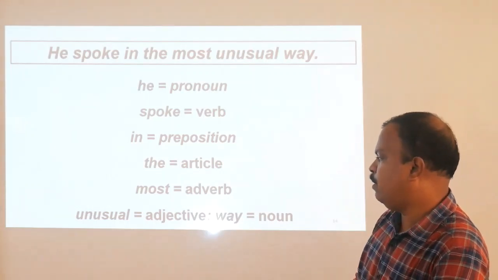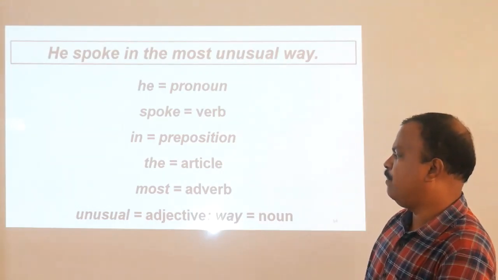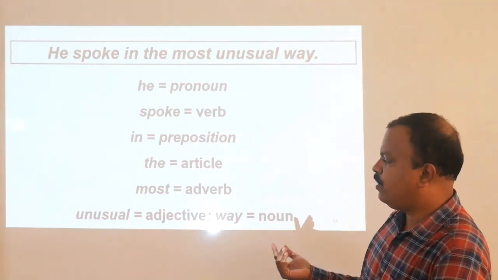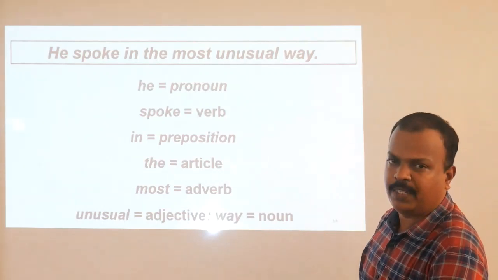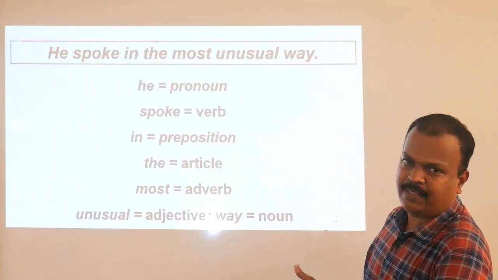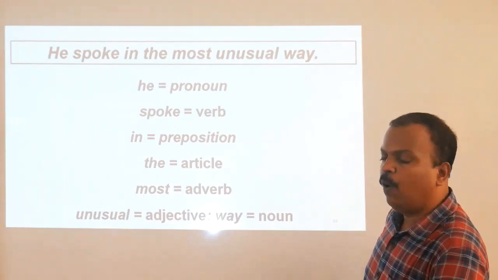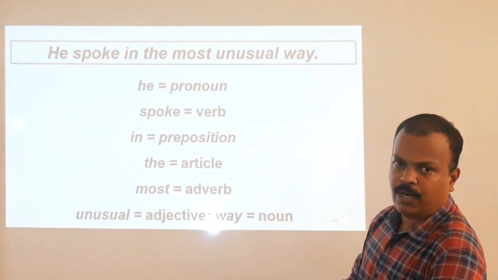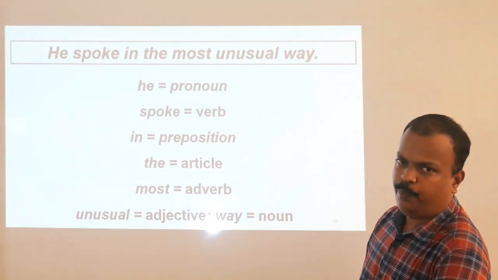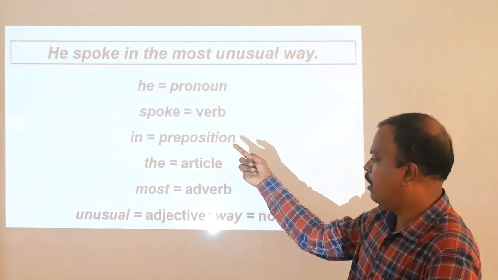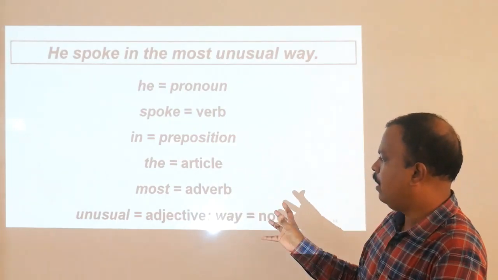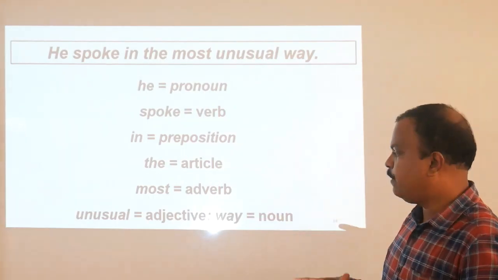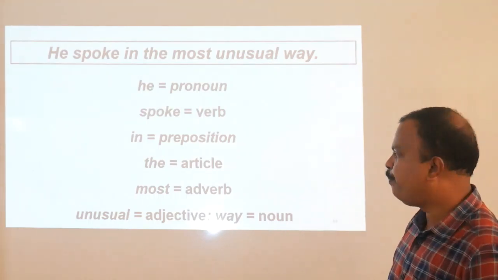And as we discussed in the previous slide, if something describes a noun, it's an adjective. So unusual is an adjective, and most tells us about how unusual it is, the degree of its unusualness. So most unusual, and most describes unusual, so it is an adverb. A word that describes an adjective is also an adverb. And the most unusual way, that's how this building block of the sentence fits together. That's how it comprises these words.